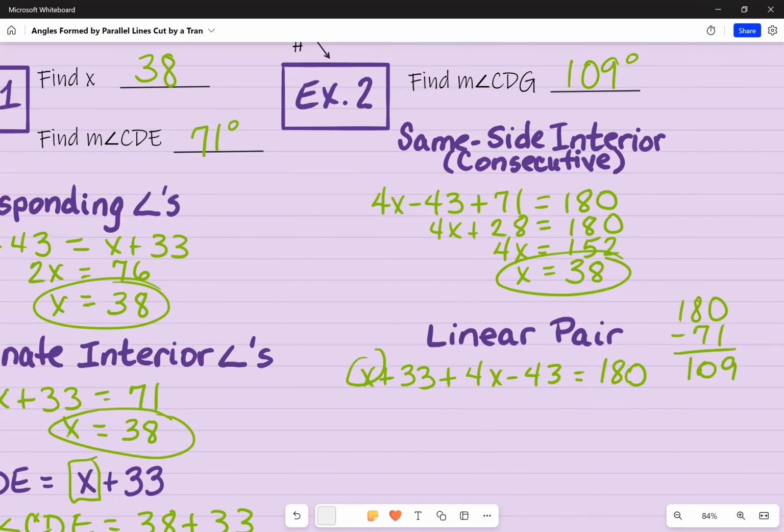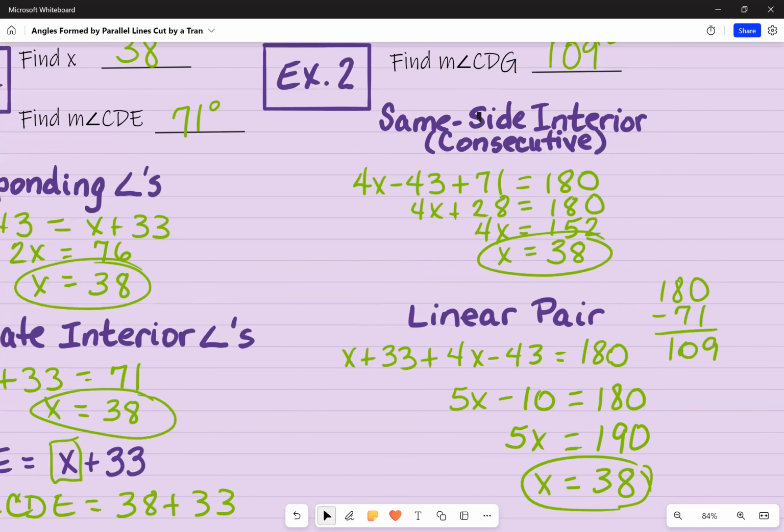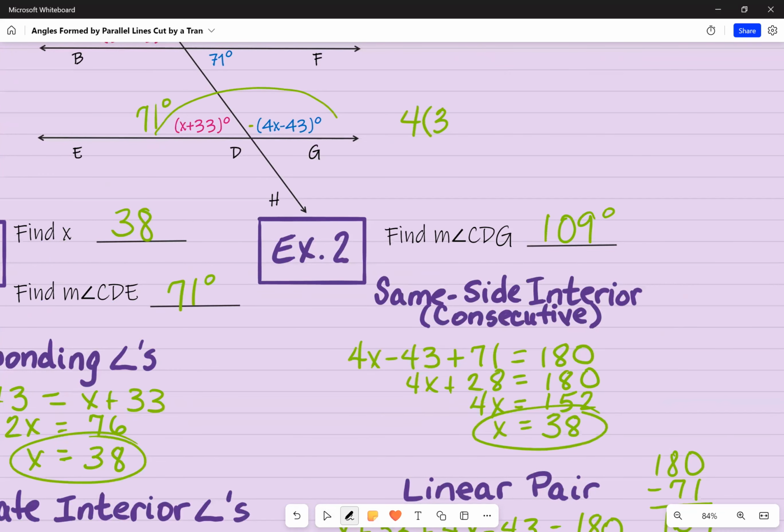The way that would look is I would combine my like terms. So I have an x plus 4x, so that's going to give me 5x. And then I have 33 minus 43, which is negative 10. Add 10 to both sides, which gives me 190. And now I want to divide both sides by 5, which leaves me with that same x, which is going to be 38. Again, I would have taken that 38 and substituted it in up here. So 4 times 38, and then I would have subtracted 43 from that answer, which would have still given me the same answer of 109 degrees.